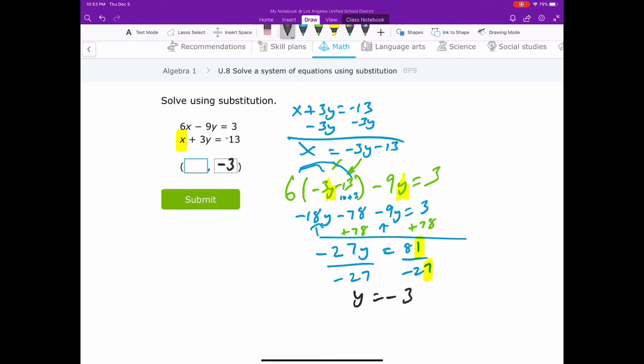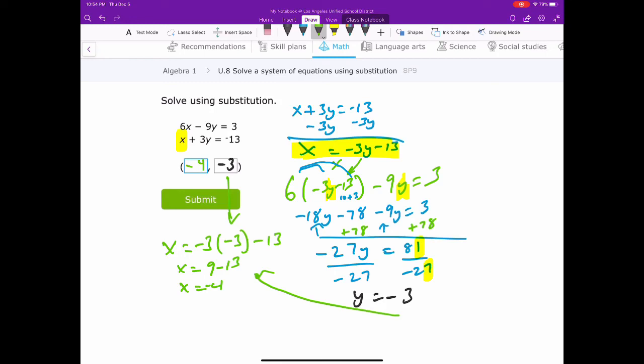Now we solved for y, but we still have to solve for x. And the equation on top here, that's not solved for x. But isn't this one over here solved for x? That's solved for x. Let's go ahead and use this equation. x is equal to negative 3y minus 13. And we said y was negative 3. So x equals 9 minus 13. x equals negative 4. And that's our solution set.